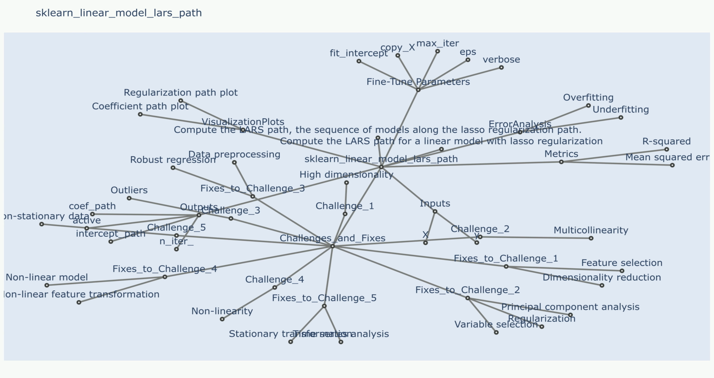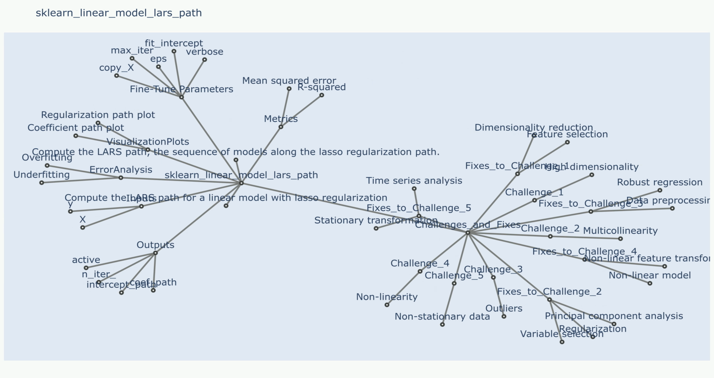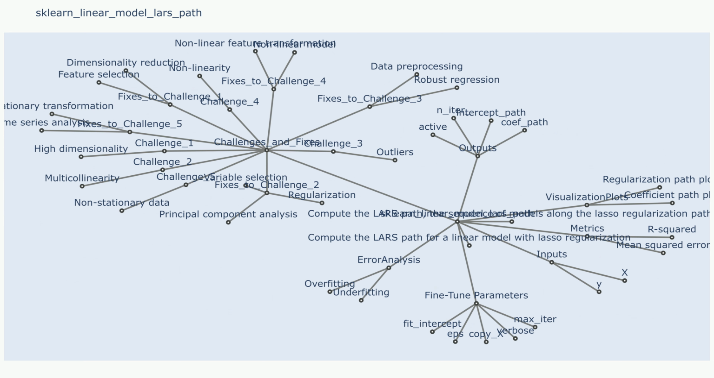Uncertainty methods. Bootstrap. Generate multiple bootstrap samples of the data and fit the LARS model to each sample. The variability in the coefficient estimates across the bootstrap samples can be used to estimate the uncertainty. Cross-validation. Use cross-validation to evaluate the model performance on unseen data. The variability in the performance across the different folds can be used to assess the uncertainty.